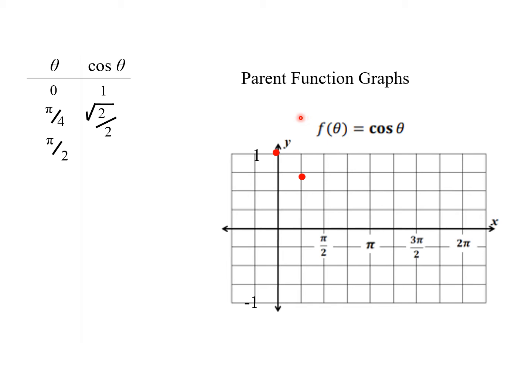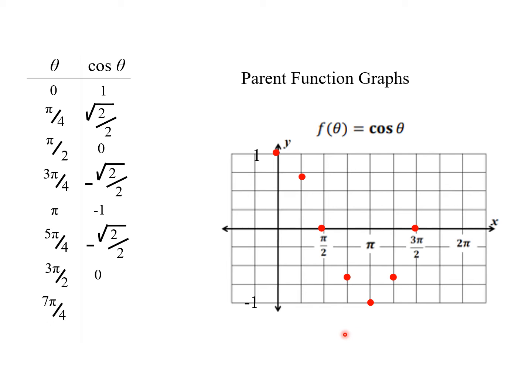If theta is pi over 2, the cosine of pi over 2 is 0. If theta is 3 pi over 4, the cosine is negative root 2 over 2, negative 0.707, right around here. If theta is pi, the cosine is negative 1. If theta is 5 pi over 4, the cosine is negative root 2 over 2. If theta is 3/2 pi, the cosine is 0. If theta is 7 pi over 4, the cosine is root 2 over 2.